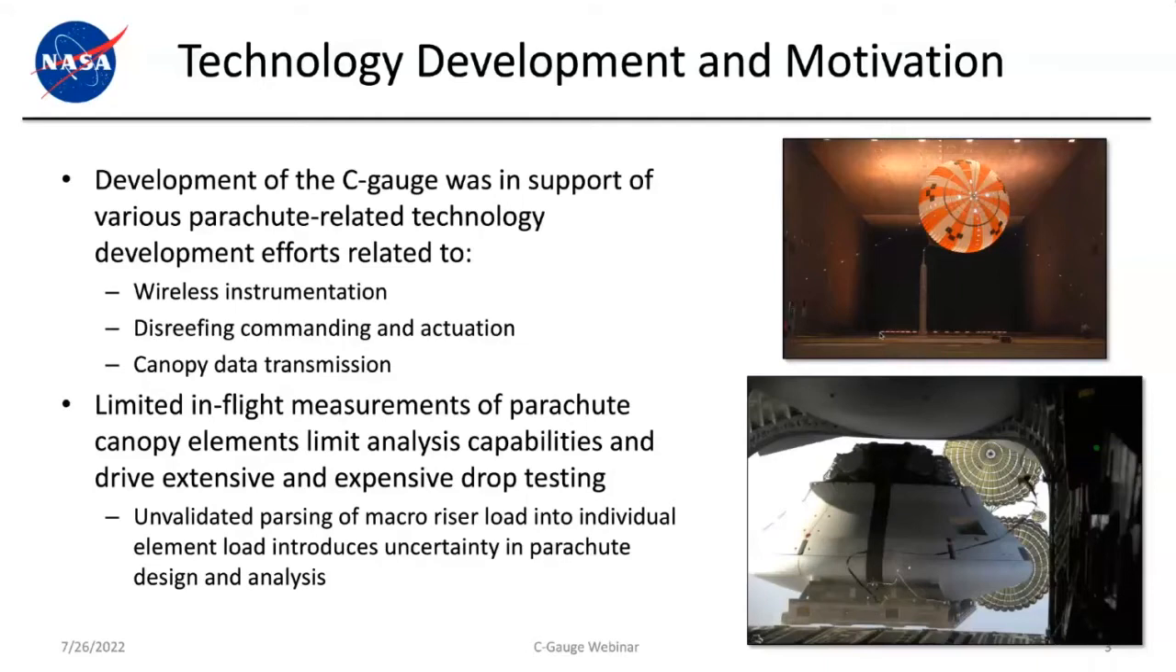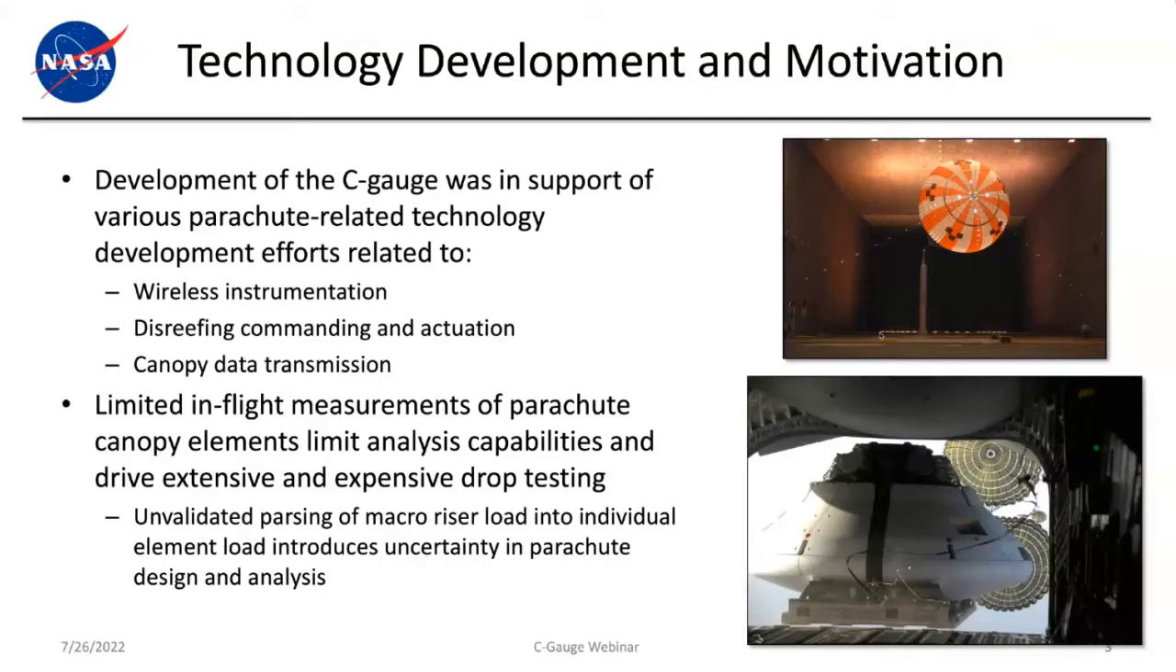So the problem that I'm typically trying to solve is that we have very limited in-flight measurements of parachute canopy elements. And that really does limit our analysis capabilities, and that really drives us to complete expensive and extensive drop testing. The image on the bottom right there is an example of our Orion parachute system drop testing. There we're extracting our drop test vehicle from a C-17 at about 35,000 feet.